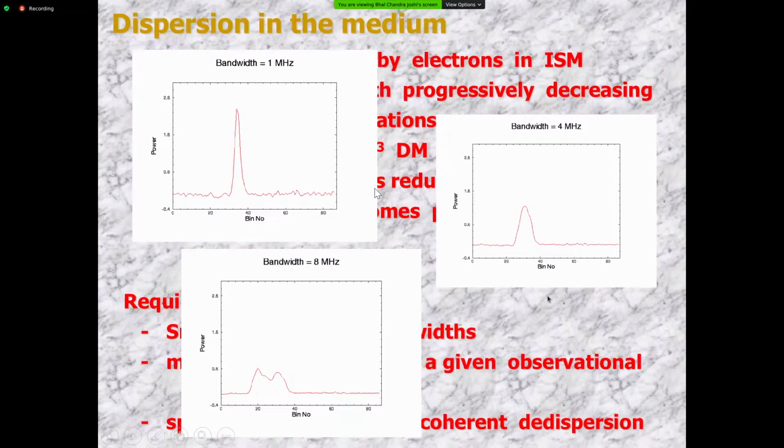This is just telling you how the pulse signal will look if you increase the bandwidth. If you go from 1 megahertz to 4 megahertz to 8 megahertz, you will see that the signal to noise ratio is reduced. Here you see the pulse very clearly, but as we go to larger bandwidths, the pulse becomes more and more smeared. And this is the problem with all the data which you get from the telescope.